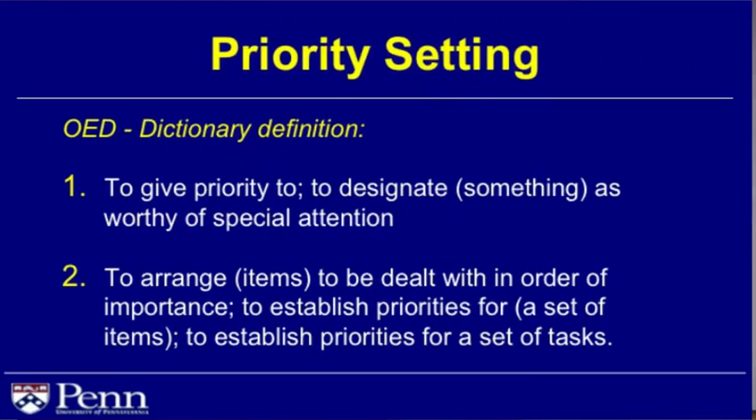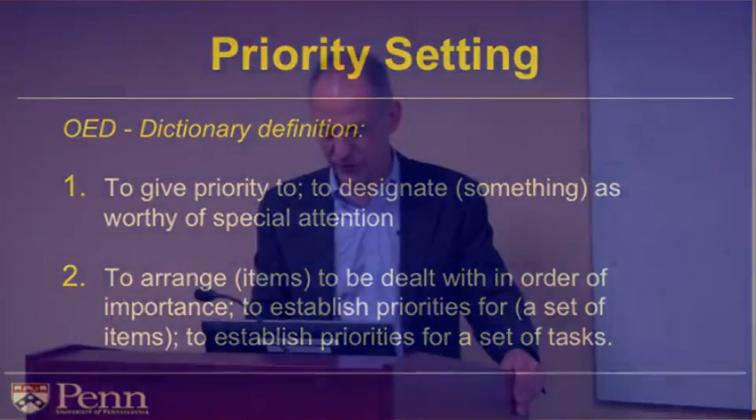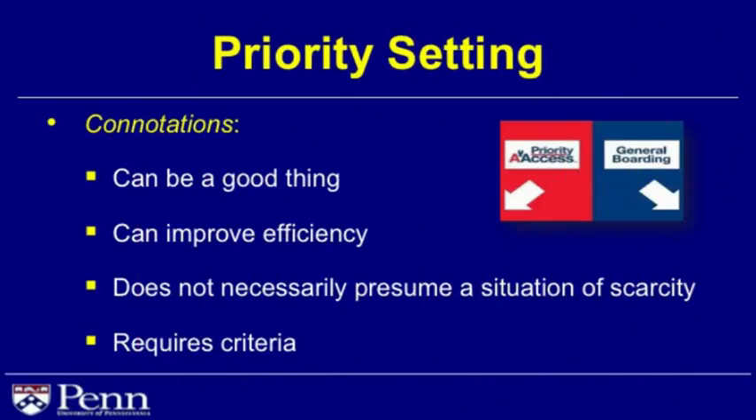To give priority, to designate something as worthy of special attention. To arrange items to be dealt with in order of importance, from the most important to the least important. Therefore, to establish priorities for a set of tasks. We're familiar with priority setting in the airport setting, where individuals get sorted into two groups. The priority boarding, those people who get onto the airplane first, and then the rest of us who board in general boarding. Typically, priority setting can be a good thing.